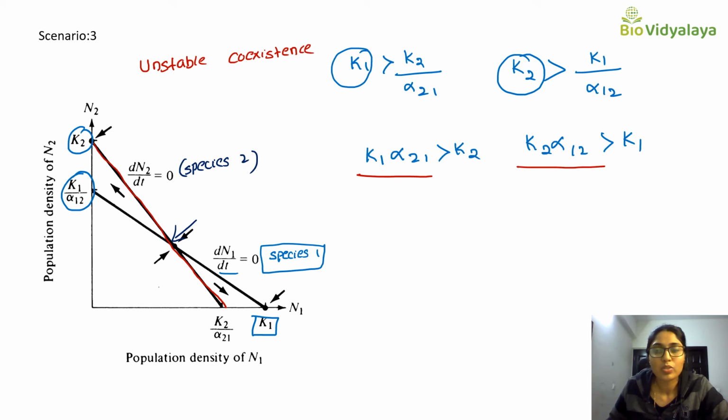We can't predict who is the winner because both species 1 and 2 are strong competitors. Eventually, species 1 or species 2 will win.